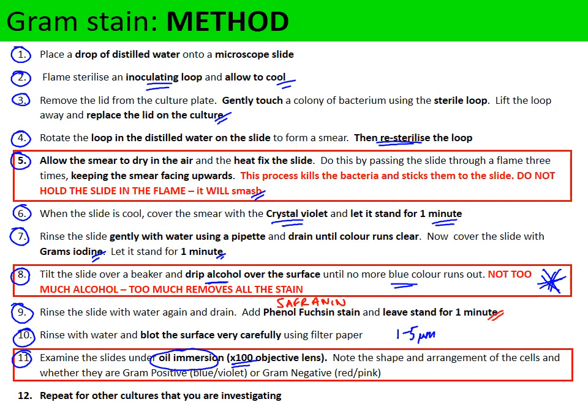Now, if you use the fine focus, you'll be able to see hopefully the bacteria on the microscope slide, and we'll be able to differentiate this time between the gram-positive bacteria that are blue, purple, or violet, and the gram-negative bacteria that are a reddy pink colour. Now, we just keep repeating this procedure for any different cultures that we might have and we wish to identify in terms of are they gram-positive or gram-negative.